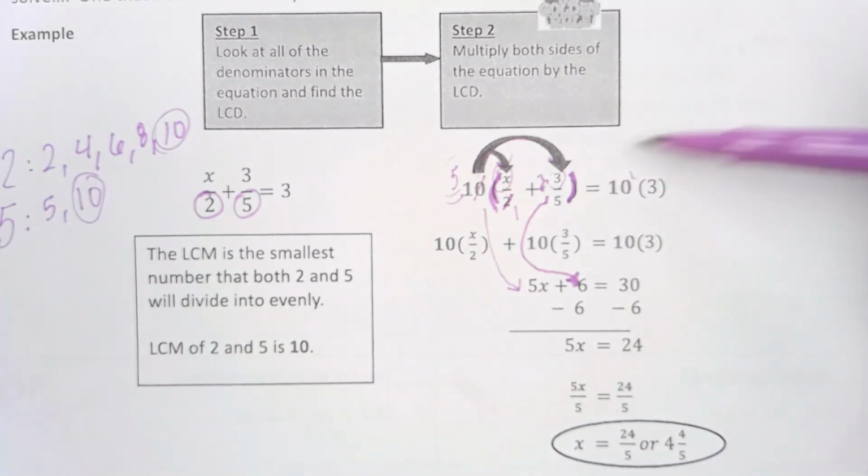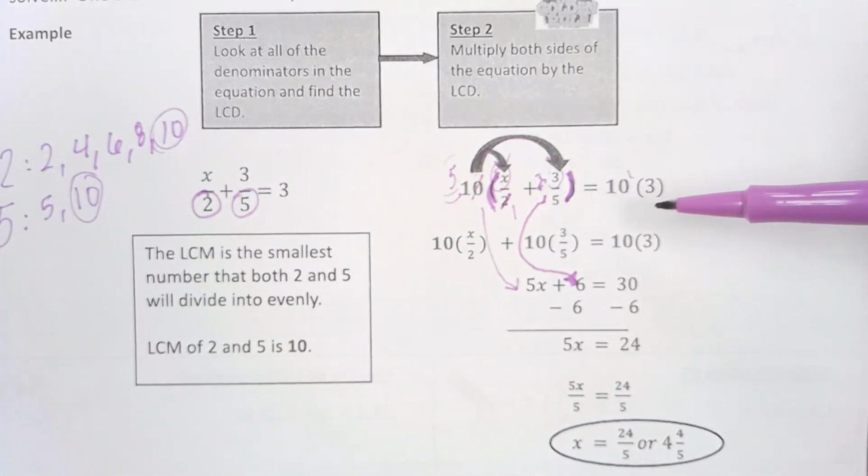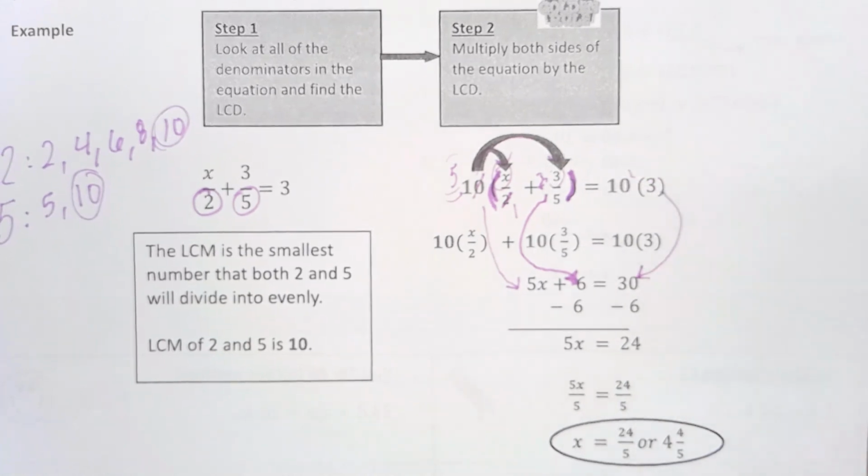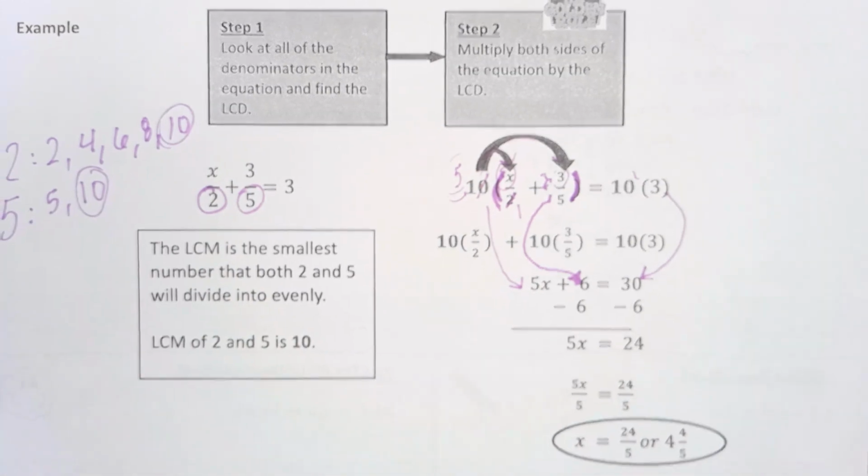Then you still had to do it over here on the right side of the equal sign as well. If you take 10 times 3, that gives you this 30, okay? So all your fractions are gone, and then you just solve your basic two-step equation like normal, okay? So let's do a couple practice problems.